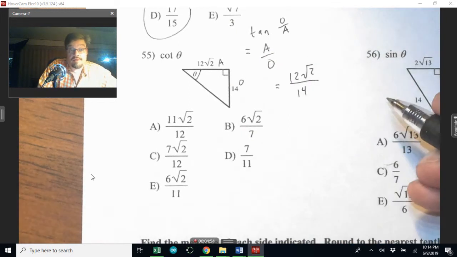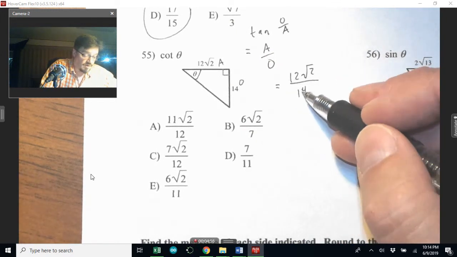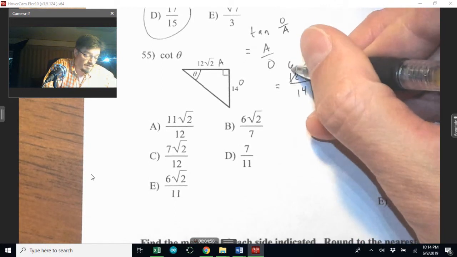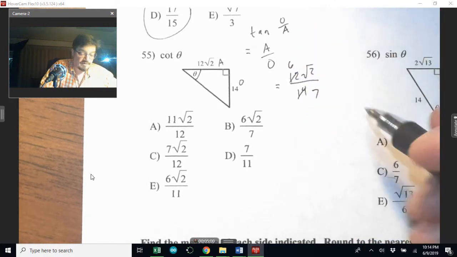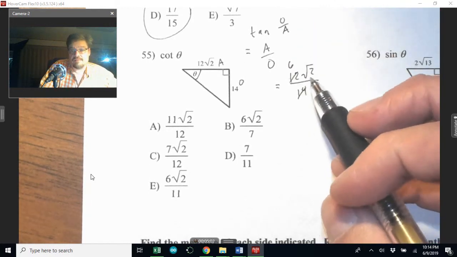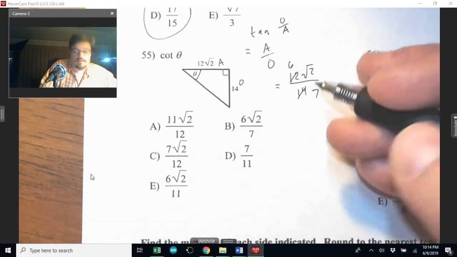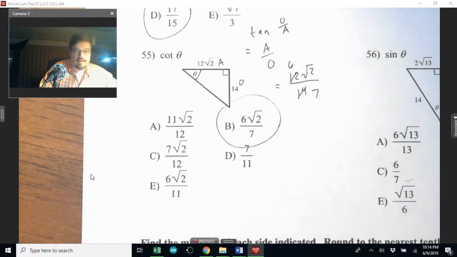There is no radical in the denominator, so it looks like we have 12 over 14. 2 will go into both of those. So we have 7 in the denominator and 6 radical 2 in the numerator. So it looks like we've got B right there.